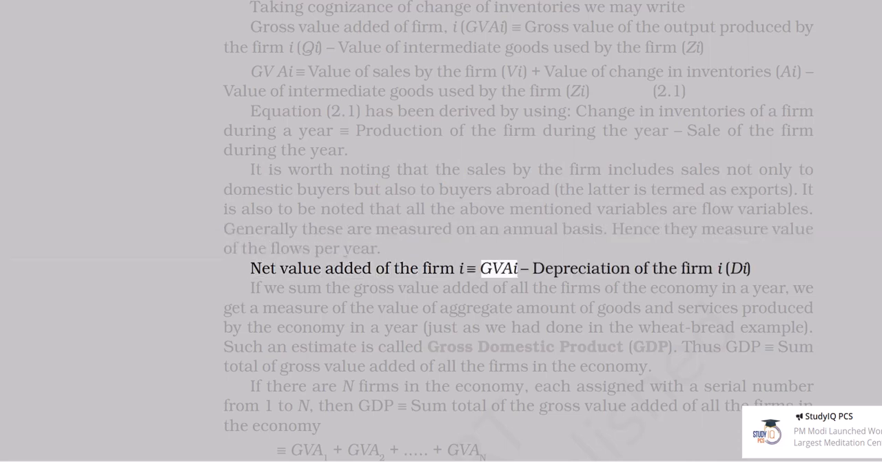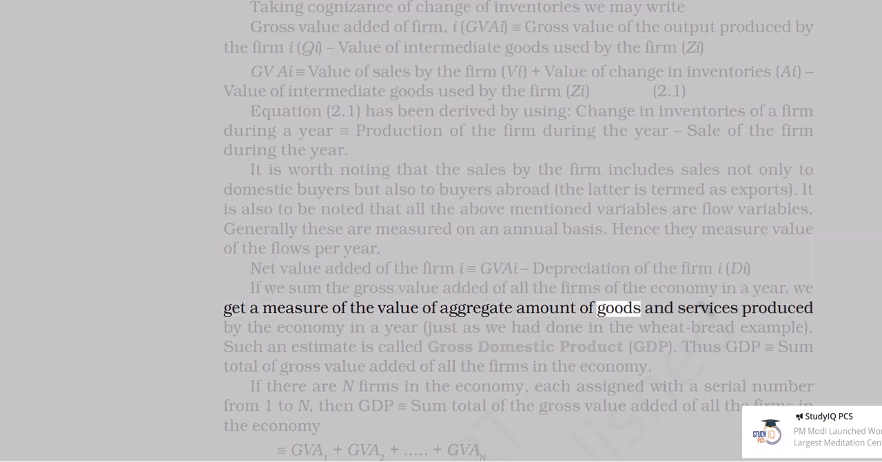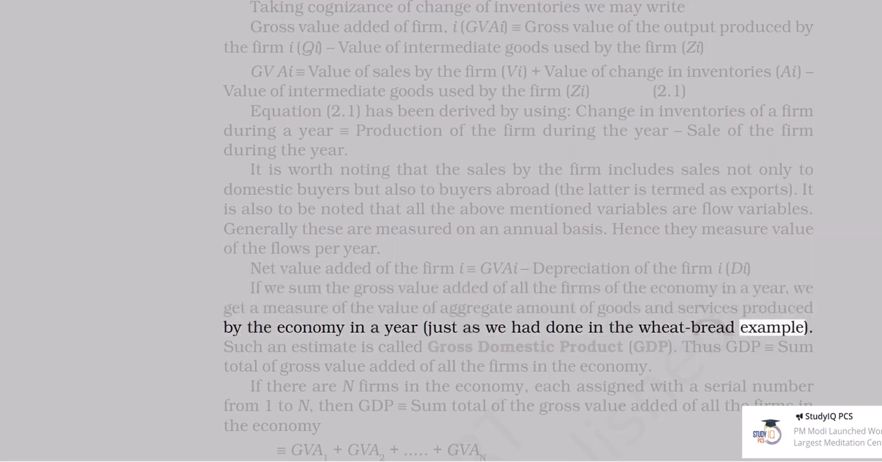Net value added of the firm i, NVA_i, equals GVA_i minus depreciation of the firm i, D_i. If we sum the gross value added of all the firms of the economy in a year, we get a measure of the value of aggregate amount of goods and services produced by the economy in a year, just as we had done in the wheat bread example.